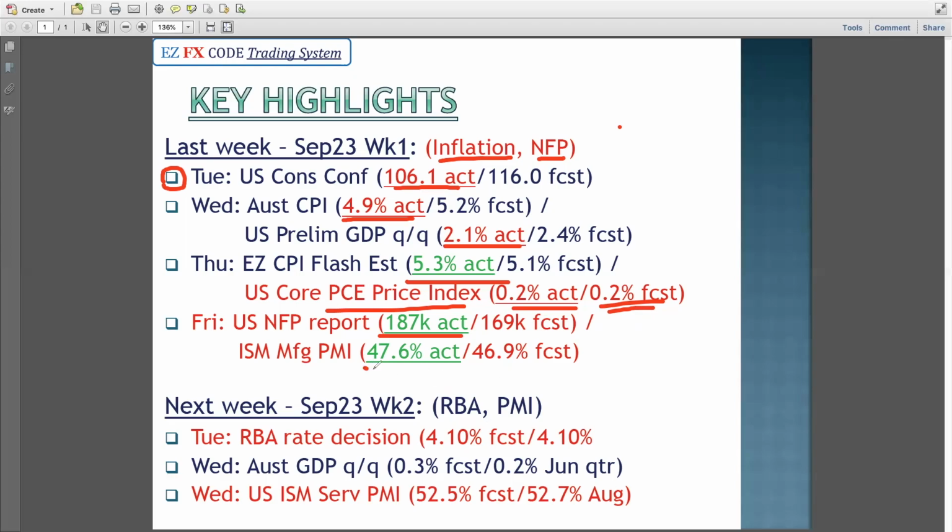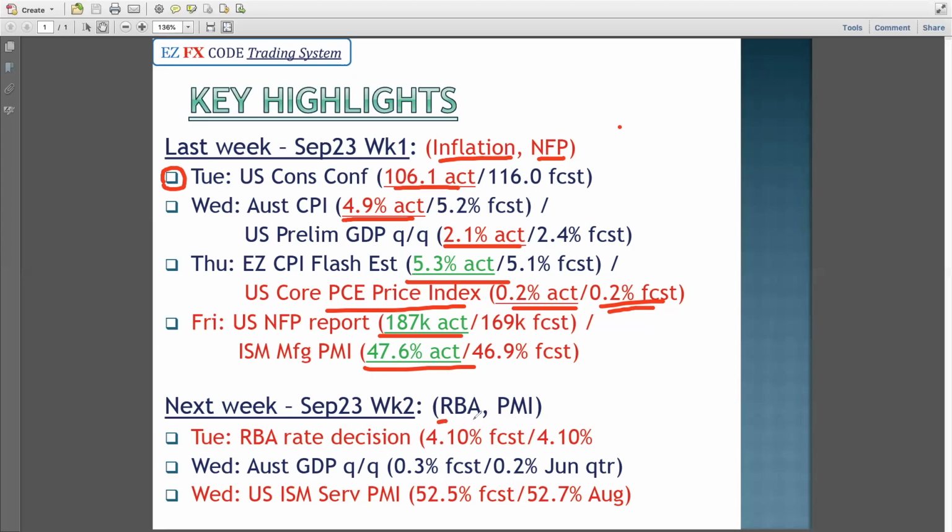And then a surprisingly strong manufacturing PMI figure came out an hour and a half later. And this helped to boost the US dollar further to recover after the initial dip in the first half of the week. And we'll see that in the charts later on as well.